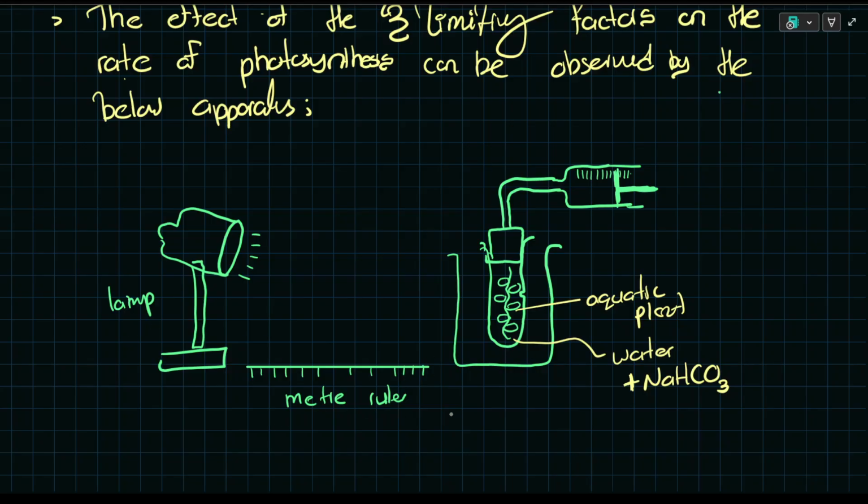So the meter ruler, this is a gas syringe. If gas is produced, pressing on this plunger, it will move back and you can obtain a reading from these measurements, right? And if you want, you can label this as well. This is just a delivery tube, also known as a capillary tube.